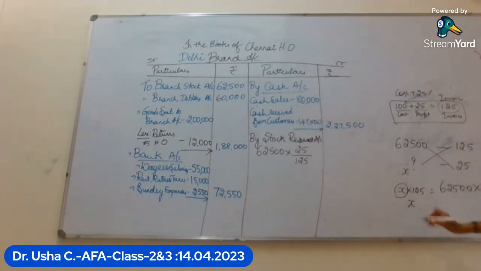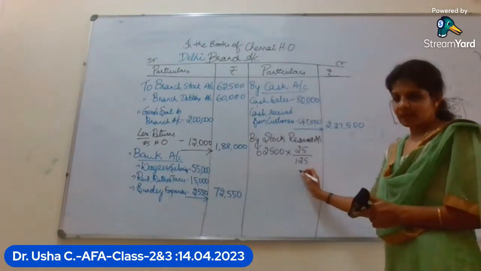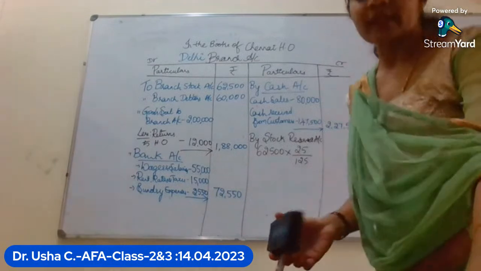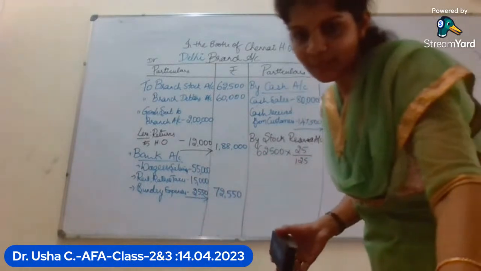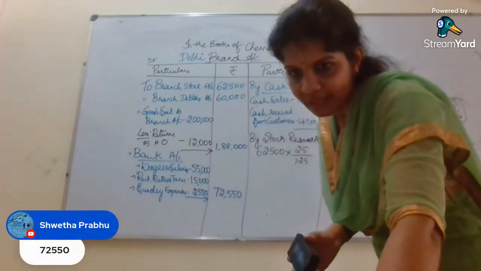For that, keep x on the left hand side and take 125 to the right hand side, that is 62,500 into 25 divided by 125. The same formula we have used. Means 62,500 rupees is for 125%. We need for 25%. Understood? 62,500 into 25 divided by 125. How much? 50,000. Yes. Anyone is having still doubt or is it clear?